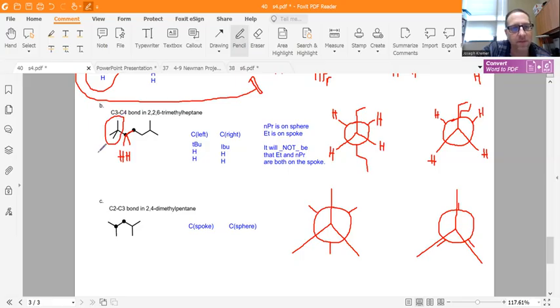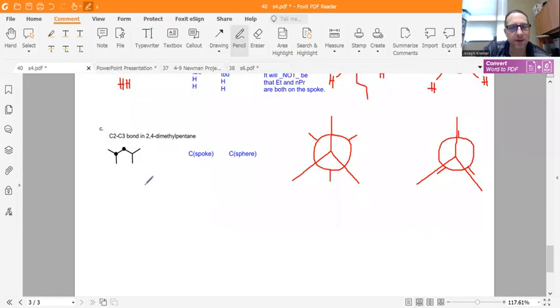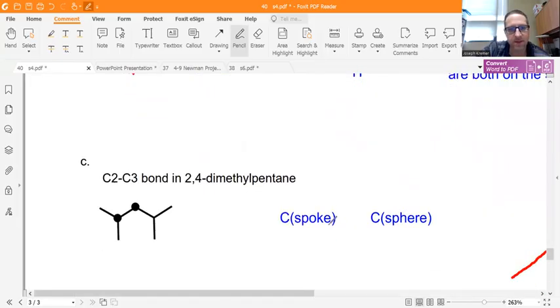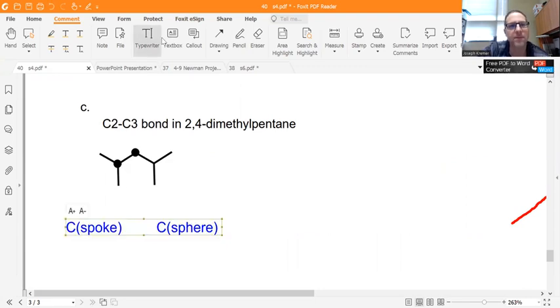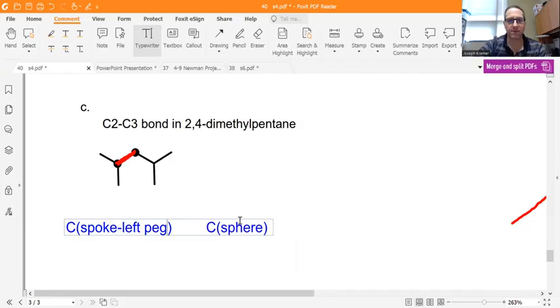That's the T-butyl. That was on the left. Likewise, we'll assemble a list here for the spoke and the sphere. C left and C right. We're going to highlight the bond and see if you can come up with these. Left peg, if it helps you. And this is our last problem.